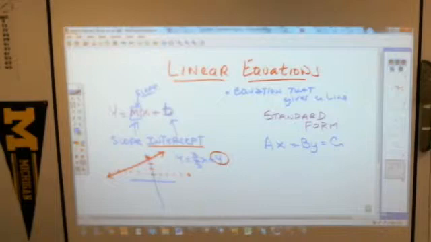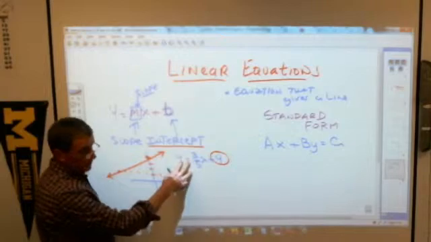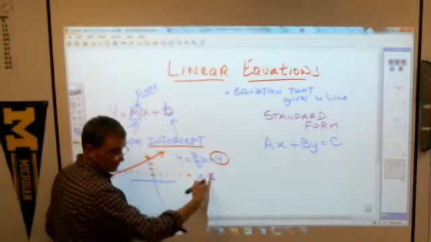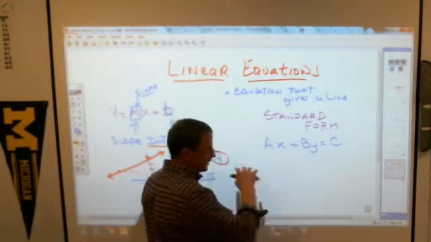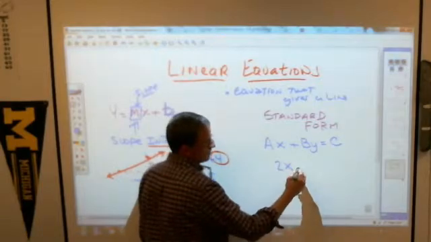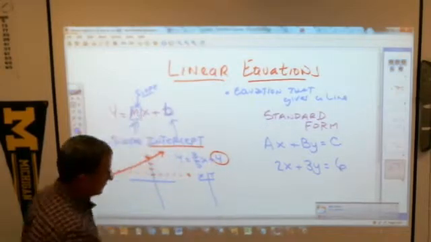I'll give you a chance to let that sink in before we get all crazy. You'll remember, not to beat a dead horse here, that when we originally saw linear equations in slope-intercept form, you actually made a table. You guessed your x numbers and figured out the y numbers, right? Remember that? And you could do that in this form. Here, let's just pick a couple numbers. Let's say I have 2x + 3y = 6. It's not a bad equation, is it?